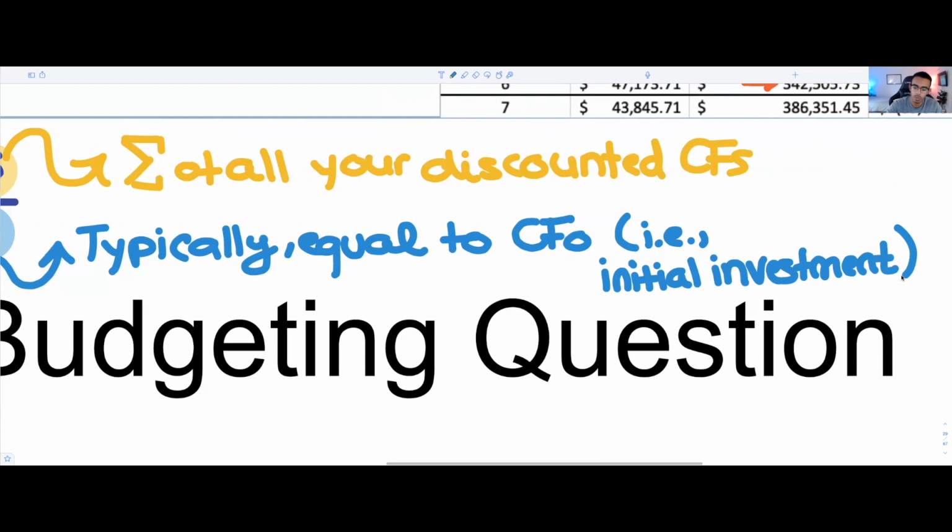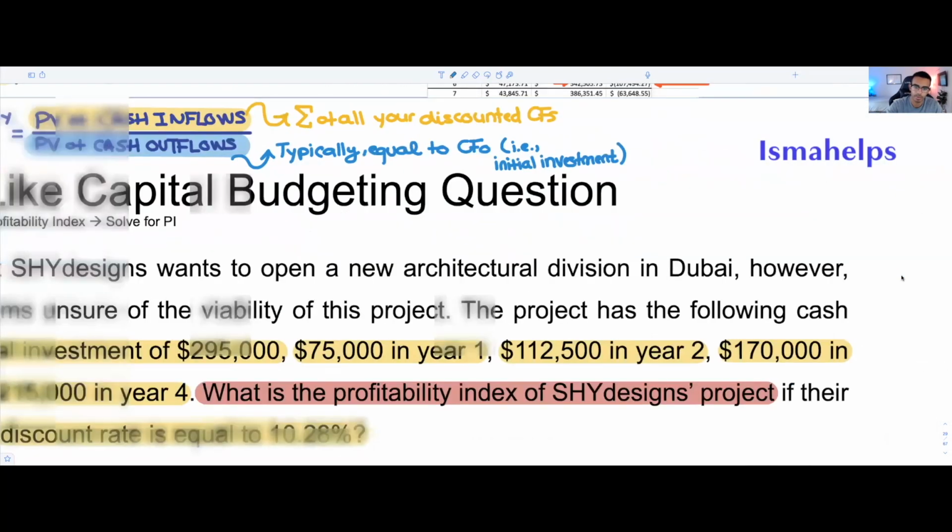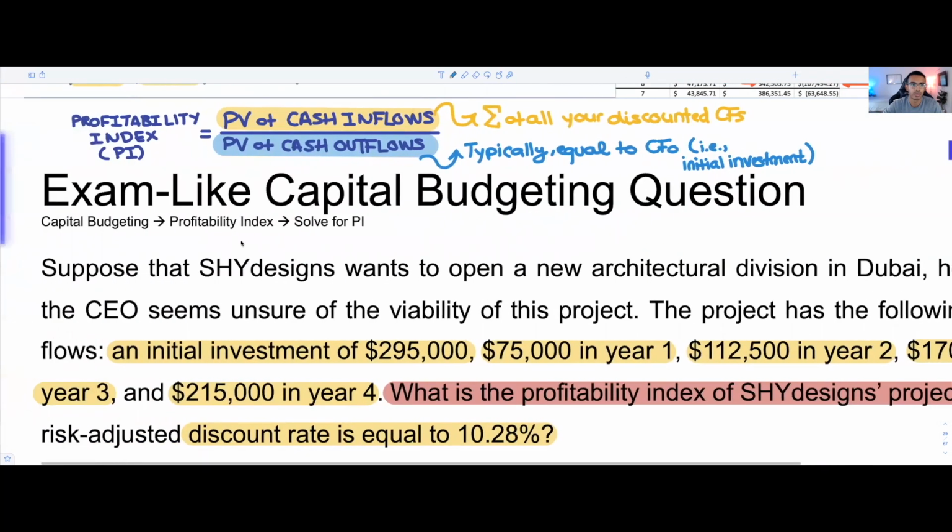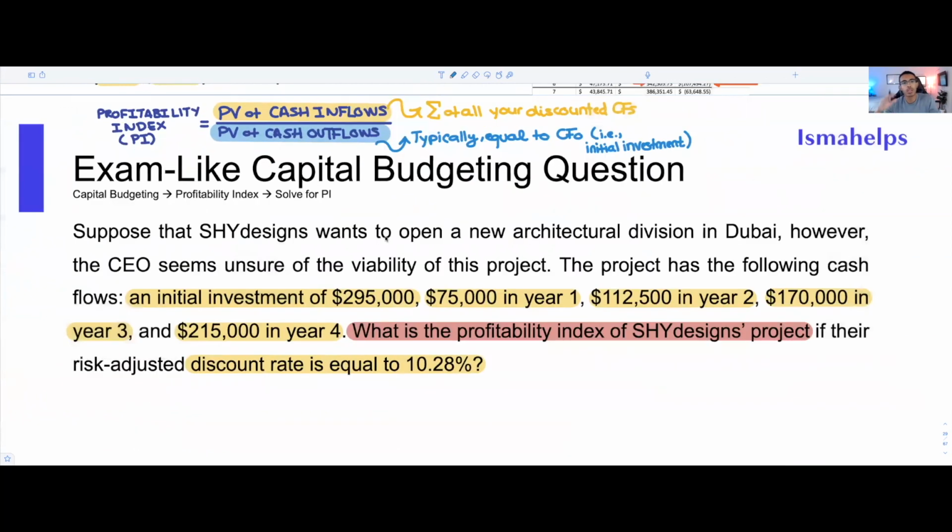Just like that. So now we have our formula. It's really all that we need. Profitability index: your present value of cash inflows divided by the present value of your cash outflows. Now we just mentioned that your cash inflows will just be the sum of all your future cash flows that were discounted to today's value.